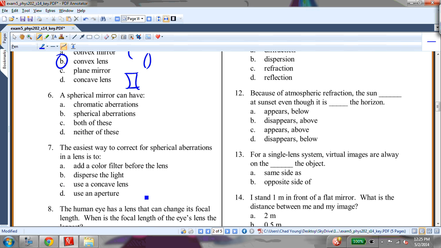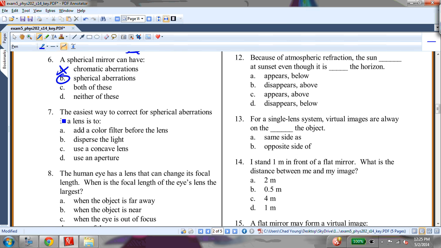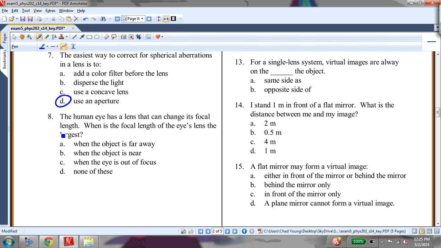A spherical mirror can have which of these aberrations? Not chromatic, because there's no refraction, just B. The easiest way to correct for spherical aberrations is to use an aperture. The human eye has a lens that can change its focal length. What is the focal length of the eye's lens the largest? Okay, this is the eye. When you have something that's really far away, light rays come in, they focus at the focal point, and then the focal point is at the retina. So it's when the object is very far away that the focal length is equal to the diameter of the eyeball.